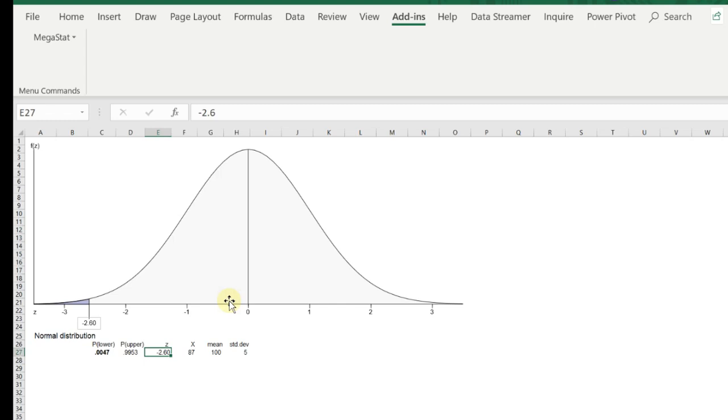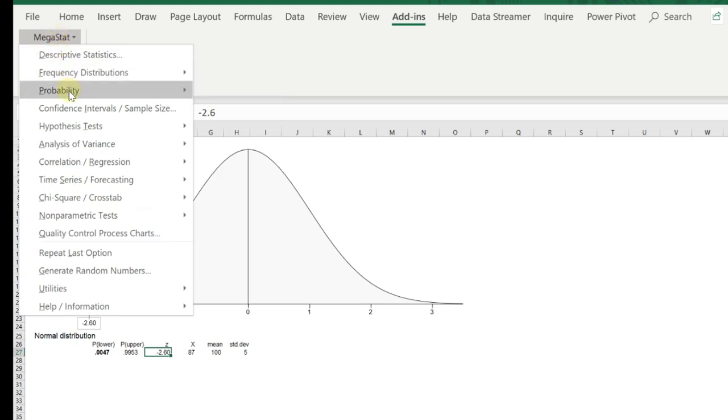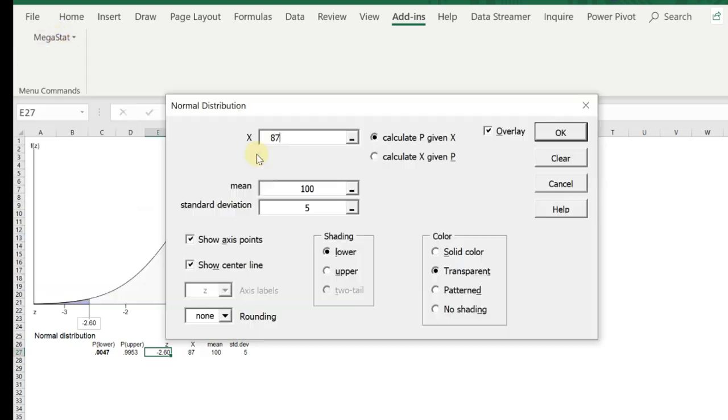Now, let's do between 96 and 107. So here's how you do between. Go to Megastat, probability, and go normal. Okay. Now, notice since we ran this already, there's this thing that appeared here, it says overlay. Make sure you uncheck that.